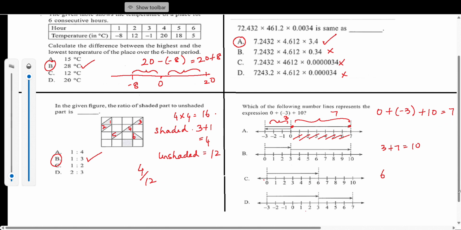Here, from minus 3 to 3, from minus 3 to 0 is a 3. From 0 to 3 is another 3. And from 3 to 7 is a 4. So again, 3 plus 3, 6 plus 4, 10. But what we need is a 7. So clearly these 3 are wrong. Part A is the correct representation for this particular expression.